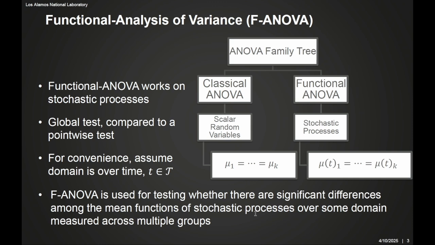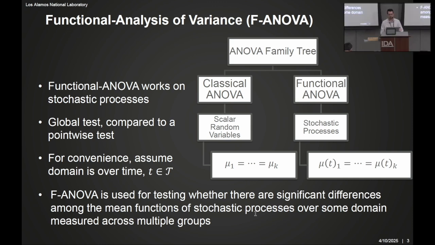So functional analysis of variance, I like to view it as basically if you had an ANOVA family tree, how we break this down. So classical ANOVA is what most of us have learned in our statistics courses, and that's over scalar random variables. And then further down, you're basically asking, is there equality of k means, mu_1 equals dot dot dot equals mu_k? Functional analysis of variance is over stochastic processes, so it's kind of an extension of these mu's, but it's mu as a function. So mu_1 as a function of time, all the way through mu_k as a function of time, for k factors.